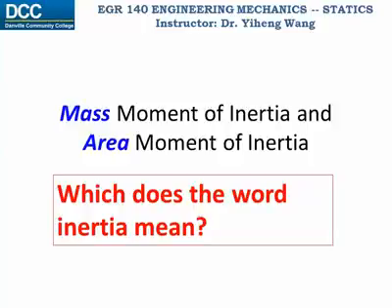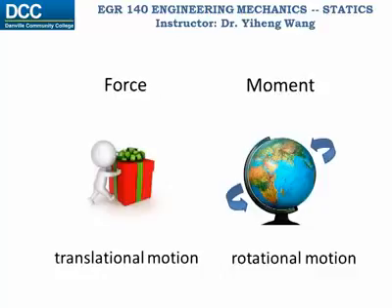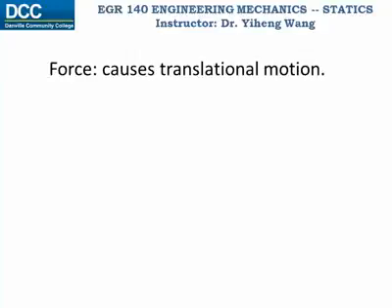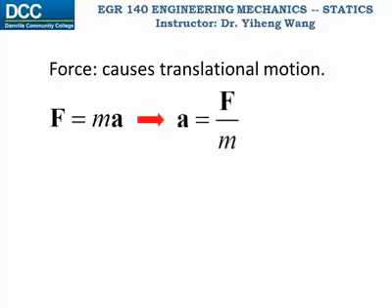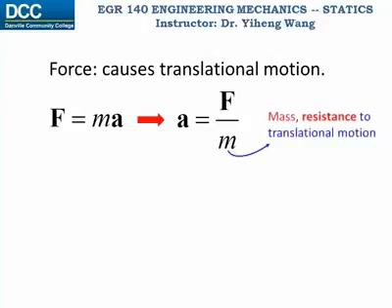But what causes motion? We know that force causes translational motion, while moment causes rotational motion. According to Newton's second law, force equals mass times linear acceleration. Or it can be written this way, that the acceleration a is caused by force F, and it equals F divided by the mass of the object m. As you can see, here, mass is the resistance to translational motion. And that's why sometimes mass is also called inertia mass.